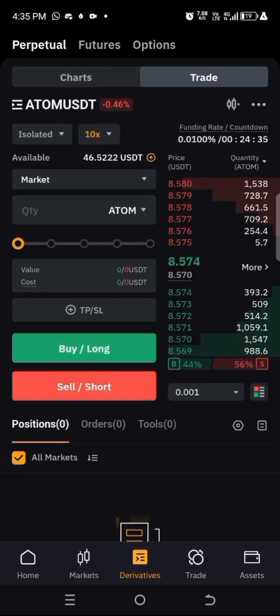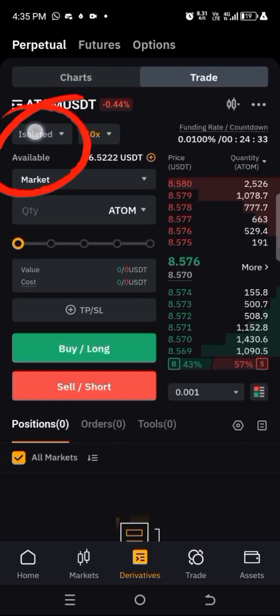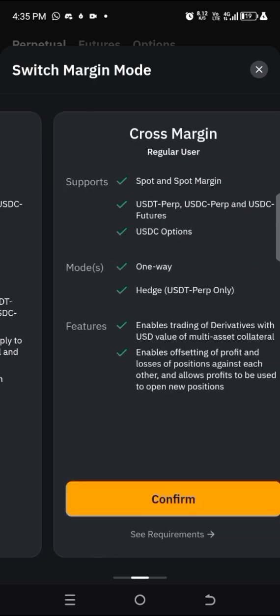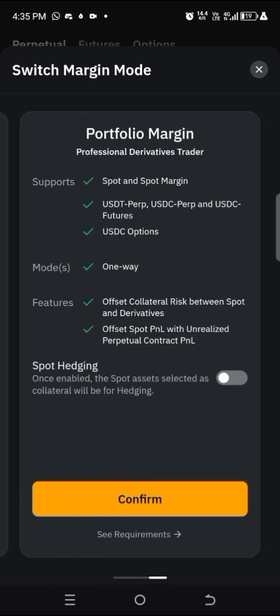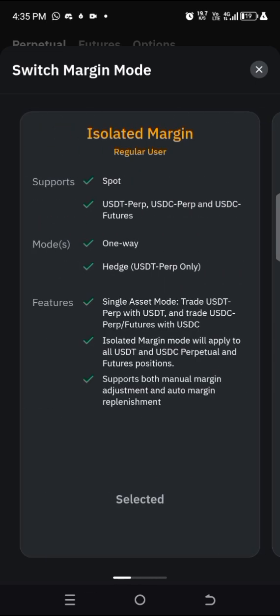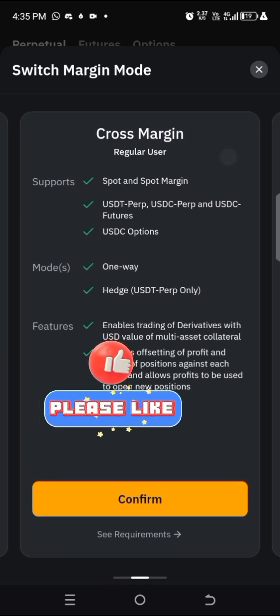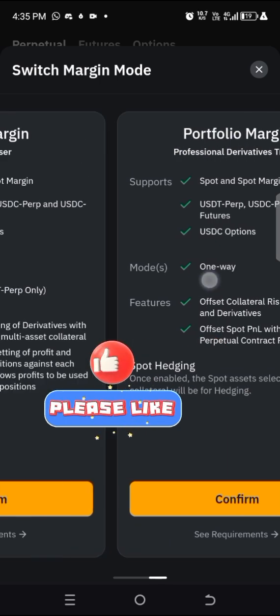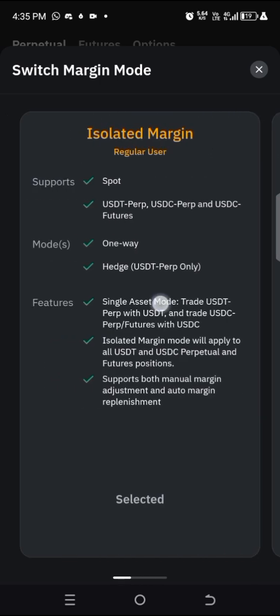So here we are now. First thing is the mode of trading. This is isolated. You can either use isolated mode or cross mode. I don't use this portfolio mode. I basically use this. I like using isolated margin most times. Here is regular use, and this is professional derivative trader. So you don't want to come here yet. So just make use of either of these two. I mostly use isolated margin trade.